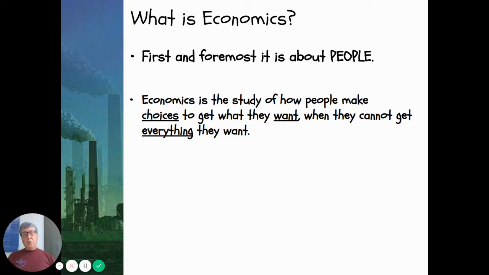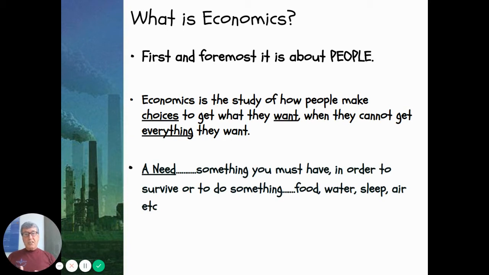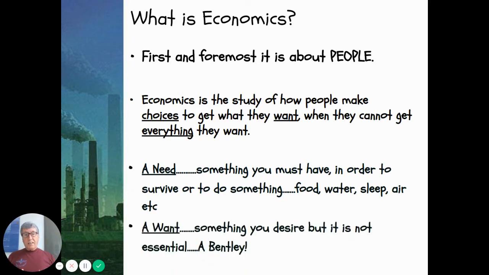Here's an example of a definition. Economics is the study of how people make choices to get what they want when they cannot get everything they want. Yeah, we all have needs, and needs is something you must have to survive: food, water, sleep, air. But we have infinite wants, and something you desire but is not essential. Now, I want a Bentley, but because I'm a poorly paid teacher, I can't get that Bentley. So we have lots of wants, but only a few needs that we must have.